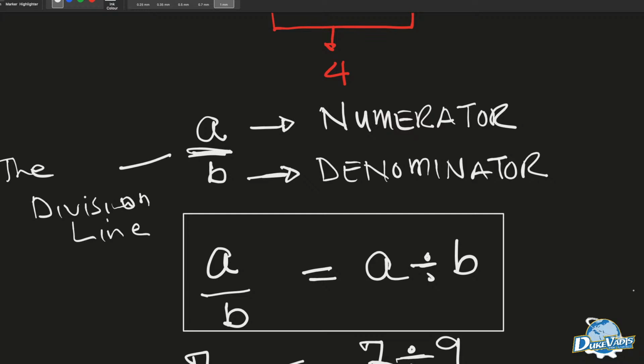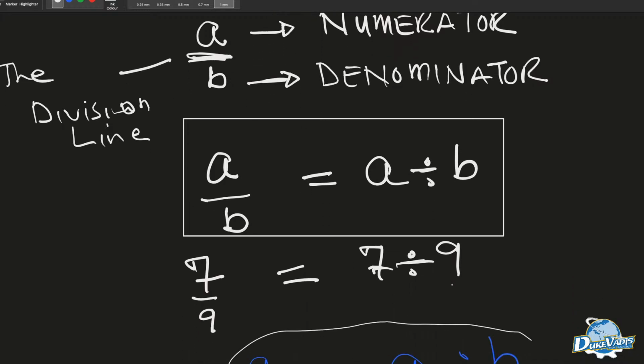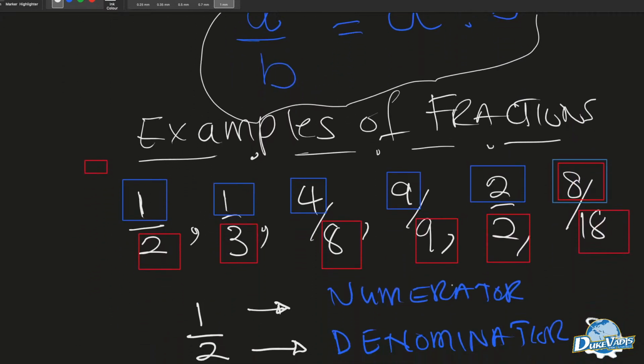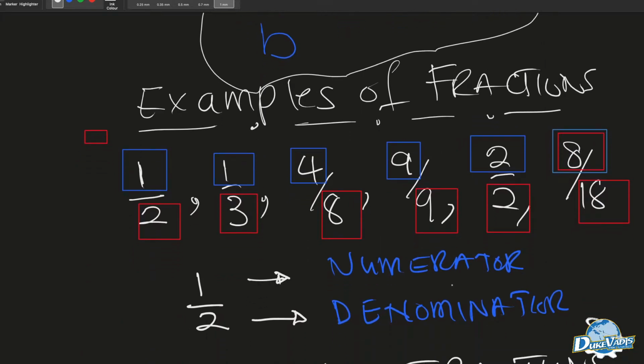We also saw that this same expression a over b can be written as a divided by b. So we used 7/9 as an example. Okay, then we looked at examples of fractions. With the examples of fractions, we saw 1/2, 1/3, 4/8, 9/9, 2/2, and 8/8 as our fractions.